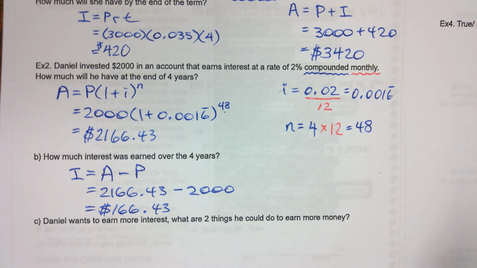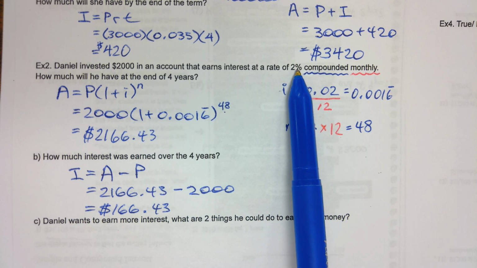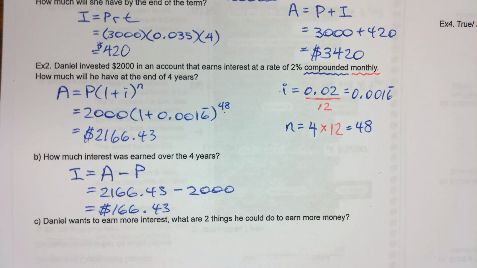Okay, but on the other hand, instead of just letting that $2,000 sit in the bank account, what could you do to make it grow more? Fujensia, what would you do with that 2,000? Invest, right? Yeah. So a lot of people use the money to invest rather than just let it sit in the bank account because the interest rate is very low. Right. So he wants to earn more interest. What are two things he could do to earn more interest?